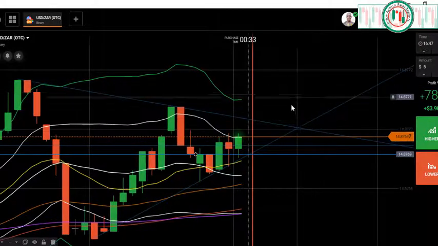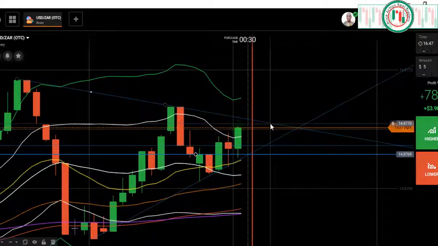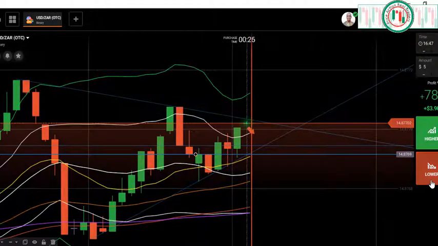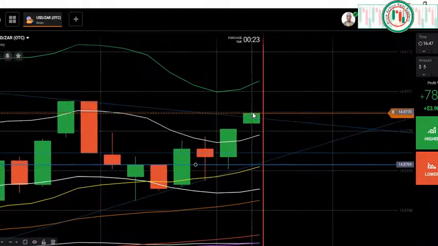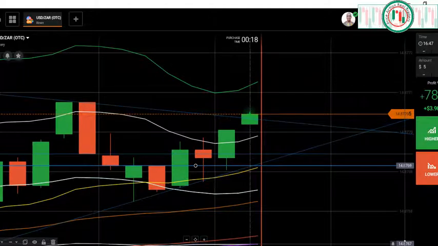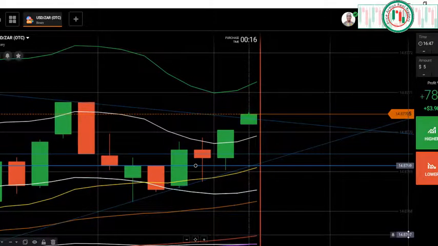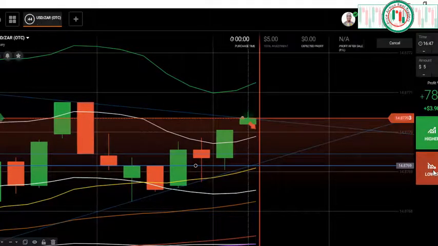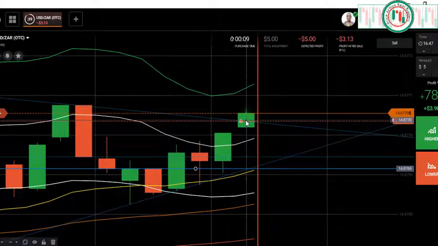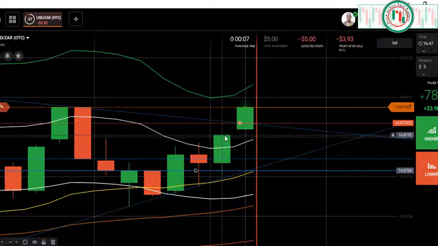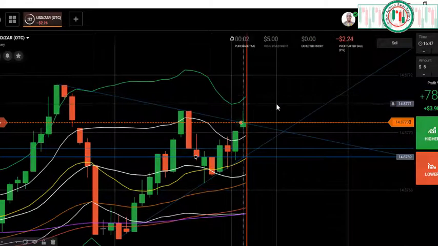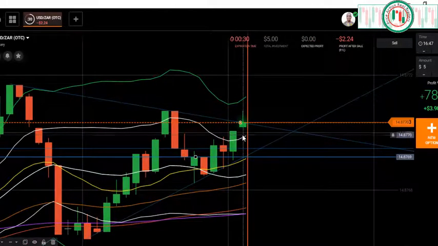This is consolidation area. If I see rejection from this level, yes, I place put option at this level because of the rejection, and break out of this level. I know definitely sellers must enter. That's why I place my trade put option.